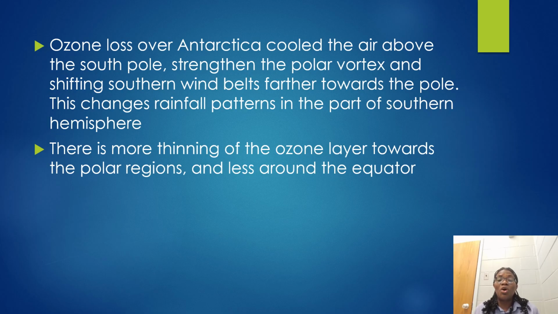Then there is more thinning of the ozone layer towards the polar region than towards the equator. That is, the countries that are very close to the polar region receive the effect of ozone layer depletion more than the ones that are closer to the equator.